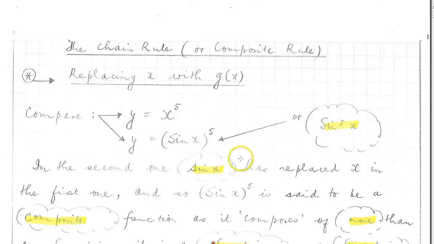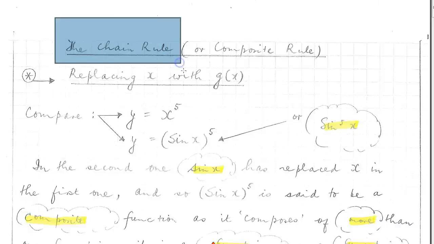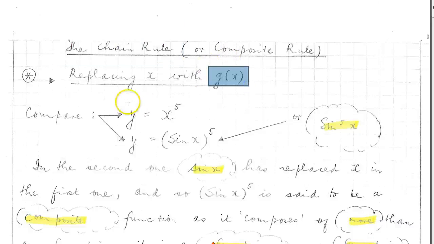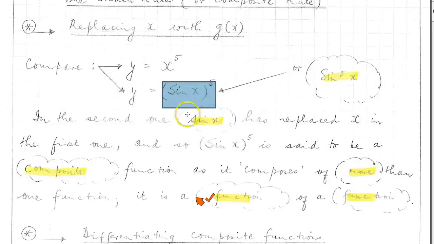Right, we're now going to do the chain rule, or the composite rule, in calculus. The first thing I'm going to do is show you how we replace x with another function called g of x. Compare, for example, y equals x to the power 5. If I then write a new formula, y equals sine x to the power 5, what has replaced x? In the second one, sine x has replaced x in the first one.